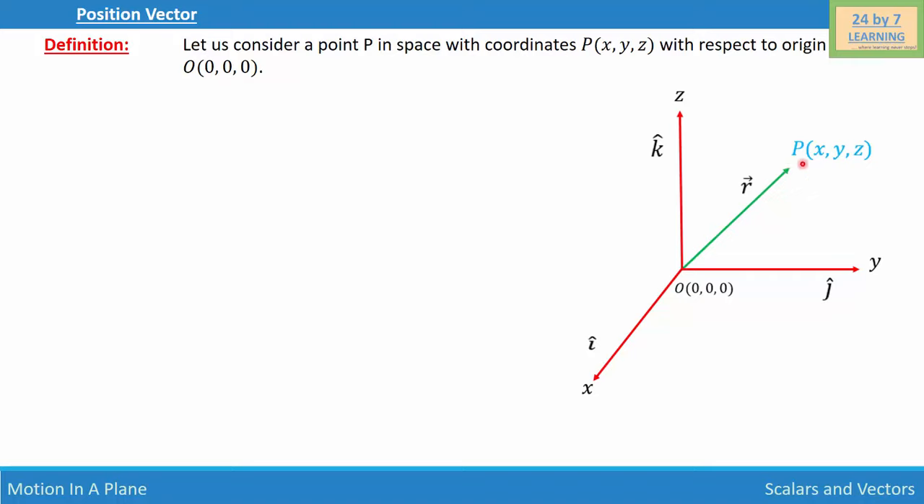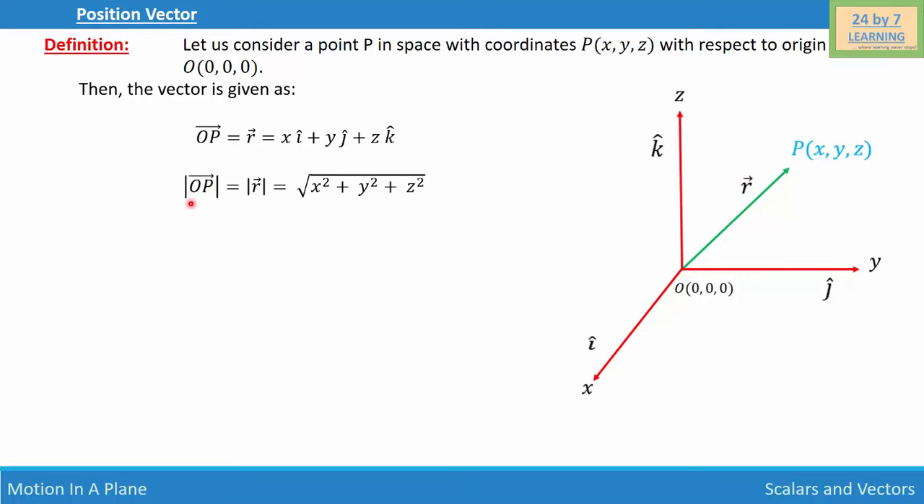Now we can represent the point P as a vector, and we can write OP equals vector r, and that is equal to xi plus yj plus zk, because the coordinate of point P is x, y, and z, and we are simply connecting the point O with point P to get vector r. And the magnitude of the vector is the absolute value of OP, which is equal to the absolute value of r, that is equal to the square root of x squared plus y squared plus z squared.